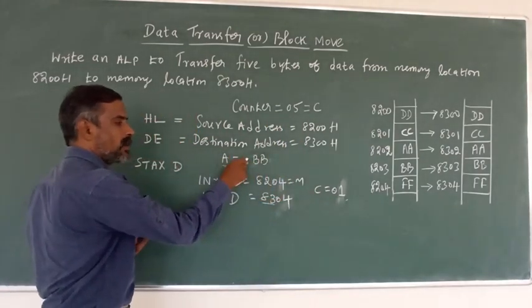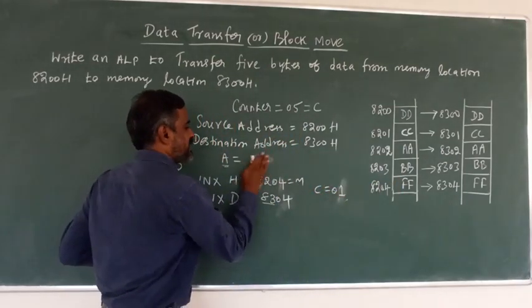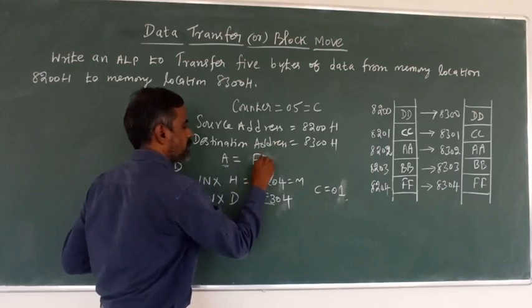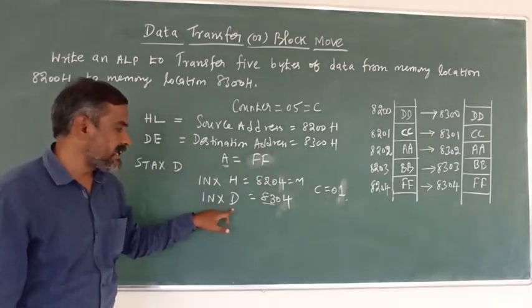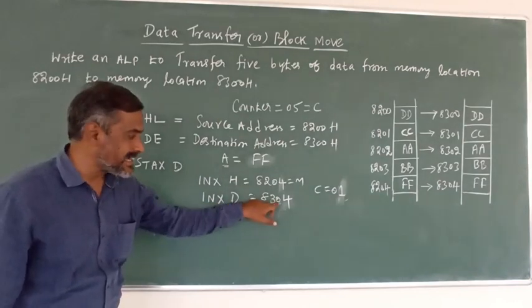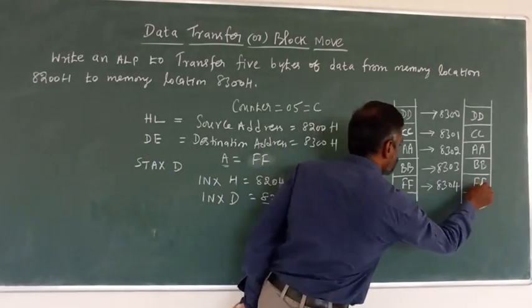Memory data to move to accumulator. Now the memory data is FF. The data is stored indirectly at the address given by the DE register pair. Now the DE register pair address is 04. Okay, now the data will be stored.